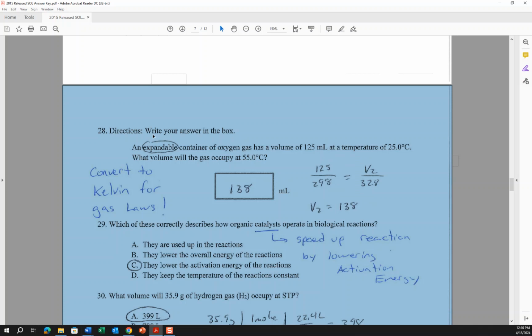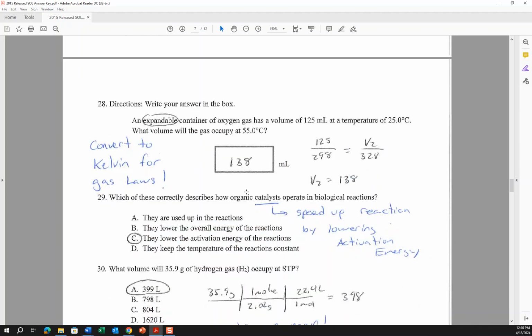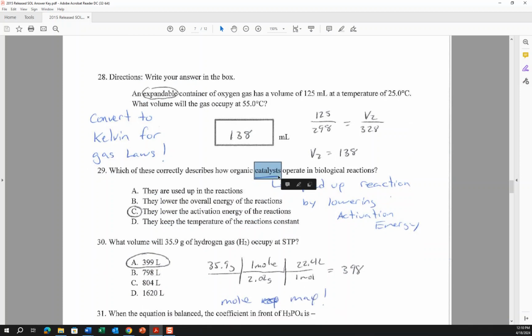So if you see the term catalyst, just think to yourself, catalyst, you need to know two things about a catalyst: what it does and how it does it. So what it does, it speeds up the rate of a reaction. How does it do it? It lowers the activation energy.